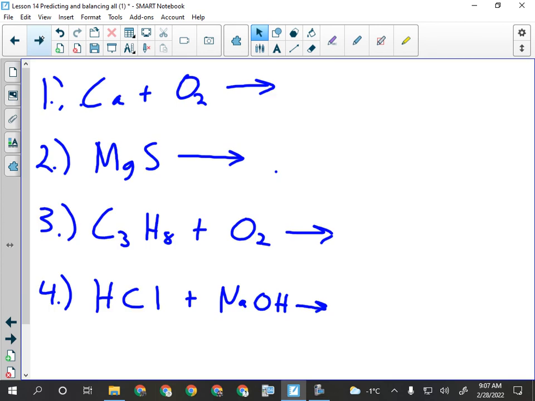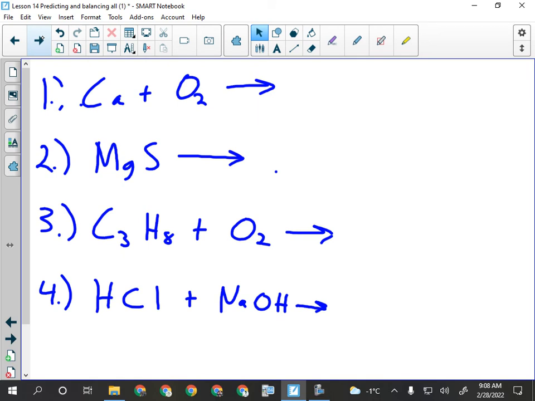Got 4 reactions here on the board. Quick review: if I want to predict the products of a chemical reaction, the first step is I need to identify what type of reaction is happening. Once I know what type of reaction is happening, I know what pattern to follow, I can figure out what's on the product side. On the product side, I need to drop and swap ionic compounds and check for special elements. And then I need to balance my final equation. That's all there is to this. So let's do number one together just as a quick review.